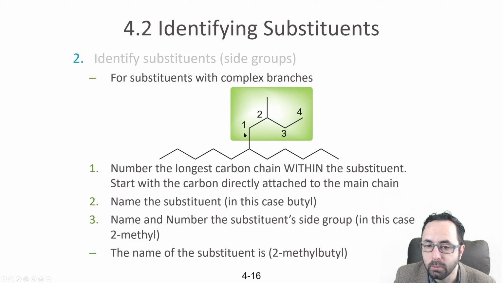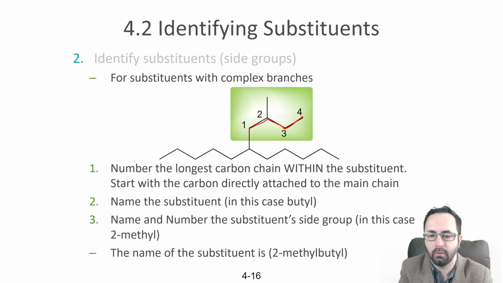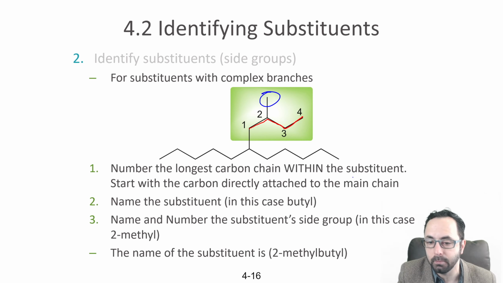So, for substituents with complex branches, so a branch with a branch, we look at the branch and we find the longest chain within that branch that's connected to the main parent chain. That would be this one right here containing 4 carbons: 1, 2, 3, 4. Okay. And then we find where the branch is. So in our main branch, we have 4 carbons. And then there's a branch off the branch right here, which contains 1.